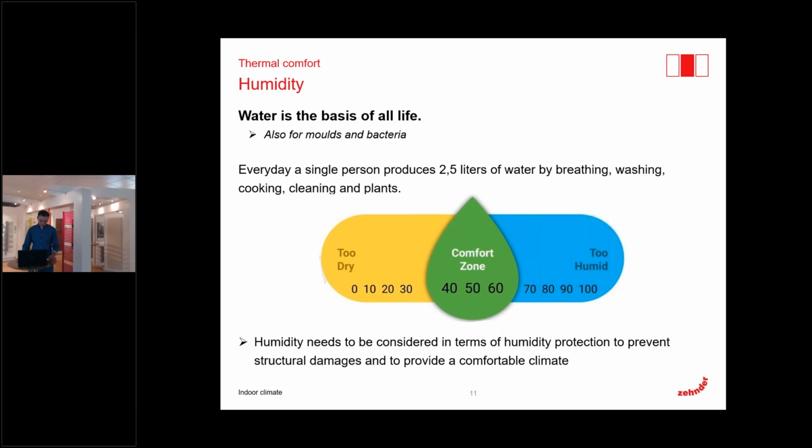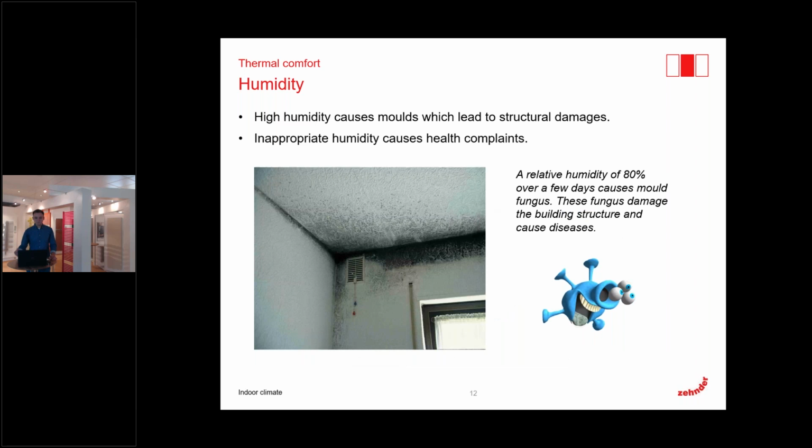So what we have seen here, humidity needs to be considered in terms of thermal factors and also in terms of structural damages. What could happen if the humidity is too high? This can lead to structural damages, like molds and bacteria, as you can see on the picture. And these molds are also a risk to our health, and they can cause diseases in human beings. And studies showed that a relative humidity at a level of 80% over a few days causes molds.